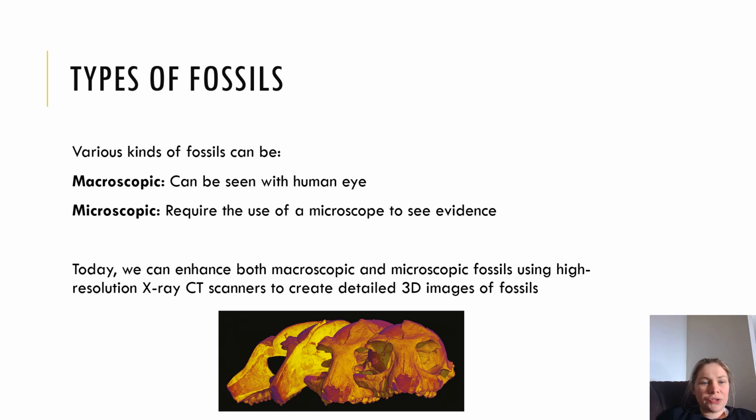Okay, so in terms of those types of fossils that we just discussed, fossils can sometimes be macroscopic, so they can be seen with the human eye, or they can be microscopic, which means that we need a microscope in order to view them. Today we've also got some really great technology that enhances both macroscopic and microscopic fossils, using high resolution X-ray to create 3D images of these fossils. So we might be left with just parts of a skeleton, and with this technology we're able to recreate a 3D image of what that would have looked like as a whole.